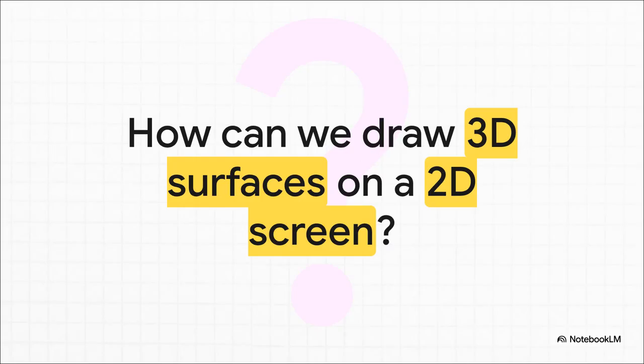And this brings up a huge question. Our world is 3D. Our screens are flat. So how in the world are we supposed to draw, let alone even wrap our heads around, these complex surfaces? Well, luckily mathematicians have come up with some pretty clever tools to help us out.